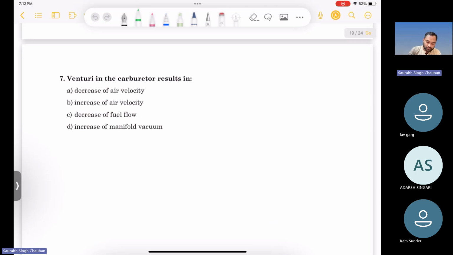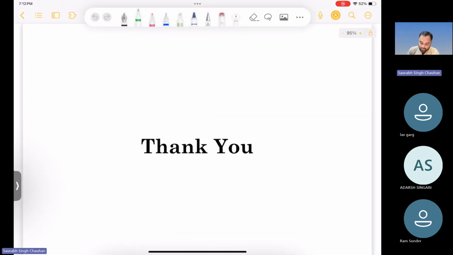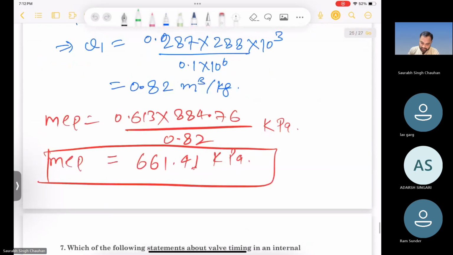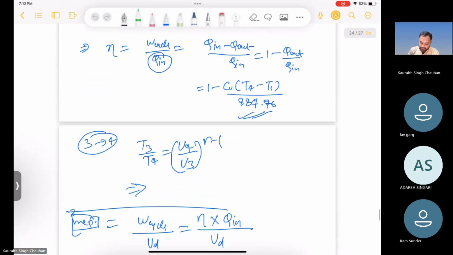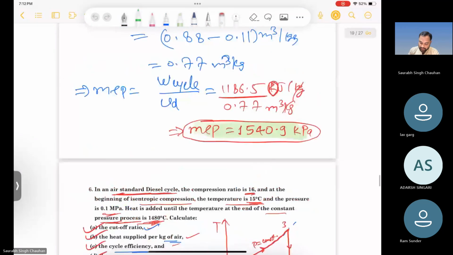So what problem did you have in session 2? Where is it? Do you remember the question number?